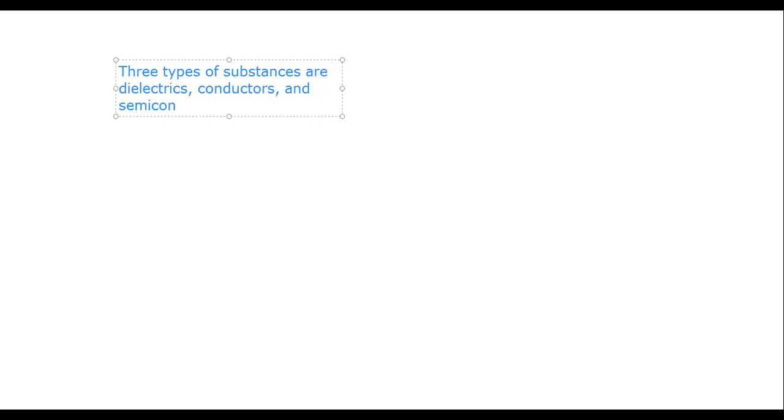Maybe I'll type this. Three types of substances are dielectrics, conductors, and semiconductors.